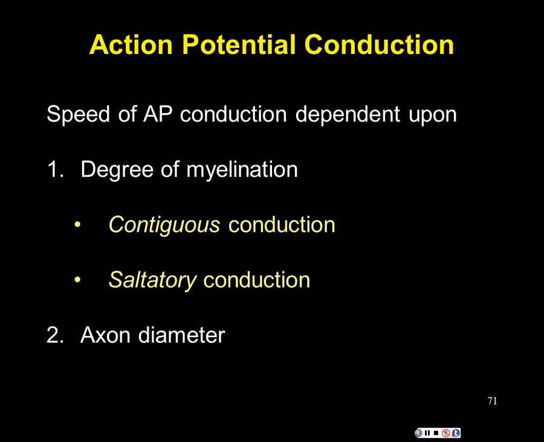What type of cell type uses contiguous conduction? Unmyelinated or non-myelinated cells. So our contiguous conducting cells are those cells that lack myelin. They work just fine, but they don't have this extra structure associated with them. Conversely, we learned that some cells do have something called myelin, and the type of conduction is called saltatory conduction.